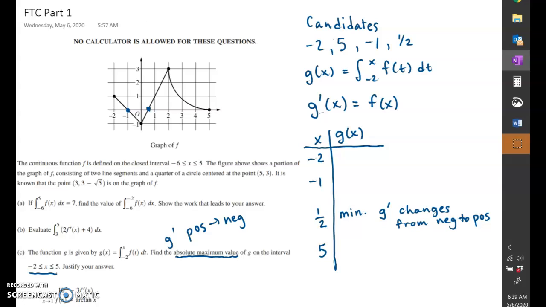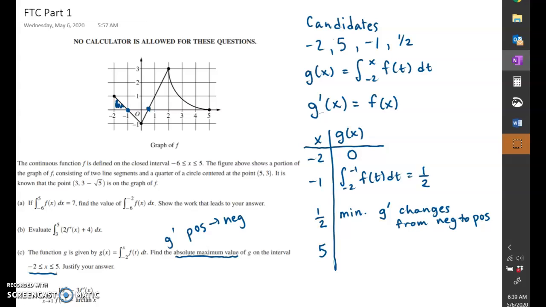Or maybe, I don't know if it's possible. Oh, yes, it is. G of -2 would be the integral from -2 to -2. So G of -2 is going to be 0 because of the 0 property. If your limits of integration are the same thing, you've got an integral of 0. And then G of -1 is going to be the integral from -2 to -1, which is that area. So that's going to be 1/2.